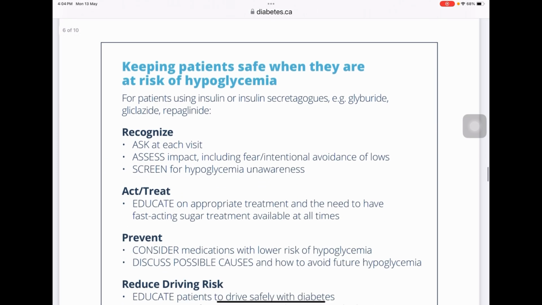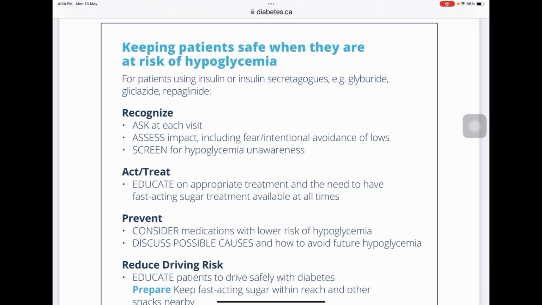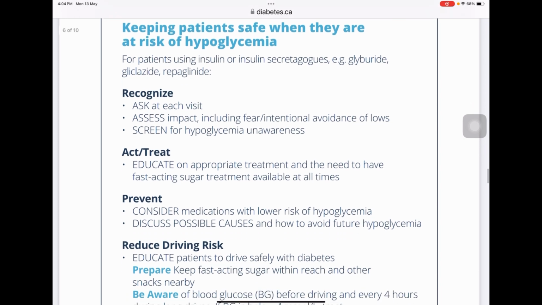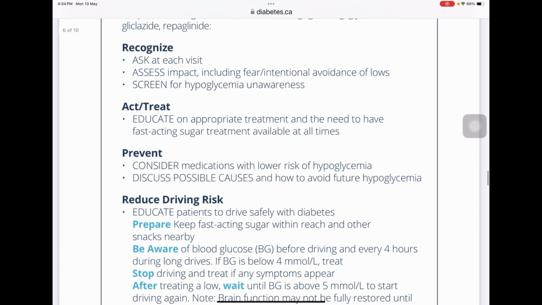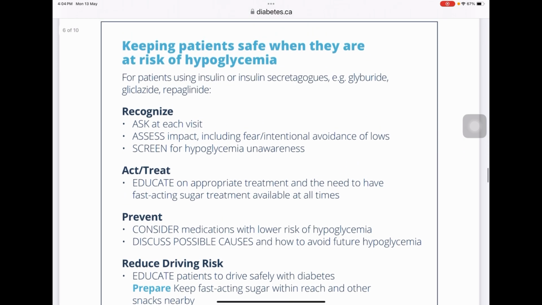Now, keeping patients safe when they are at risk of hypoglycemia. For patients using insulin or insulin secretagogues like glyburide, gliclazide, repaglinide: recognize, ask, and assess at each visit, including fear and intentional avoidance of lows. Screen for hypoglycemia unawareness. Act: educate on appropriate treatment, and keep fast-acting sugar available at all times. The top drugs mentioned here are insulin and secretagogues: glyburide, gliclazide, and repaglinide.